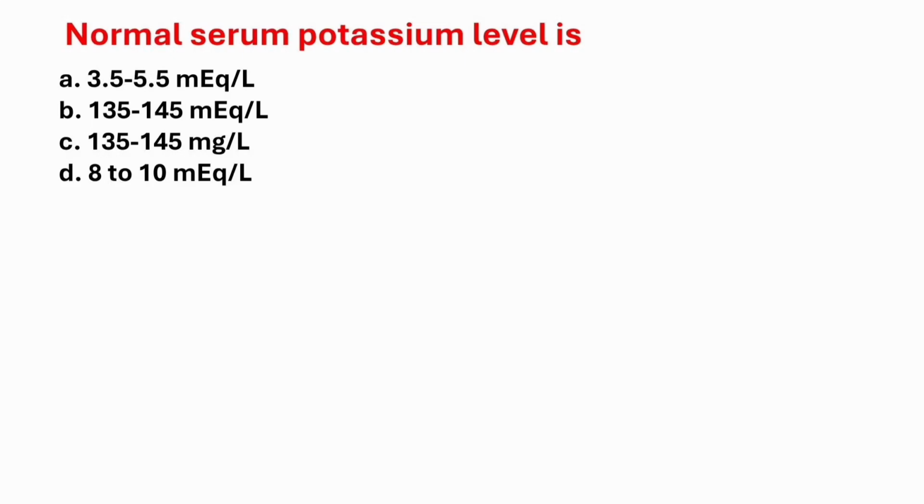Normal serum potassium level is A. 3.5 to 5.5 mEq per liter. B. 135 to 145 mEq per liter. C. 135 to 145 mEq per liter. D. 8 to 10 mEq per liter. The correct answer is 3.5 to 5.5 mEq per liter.